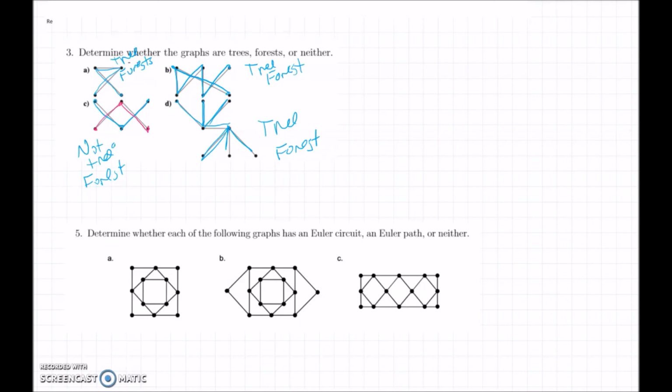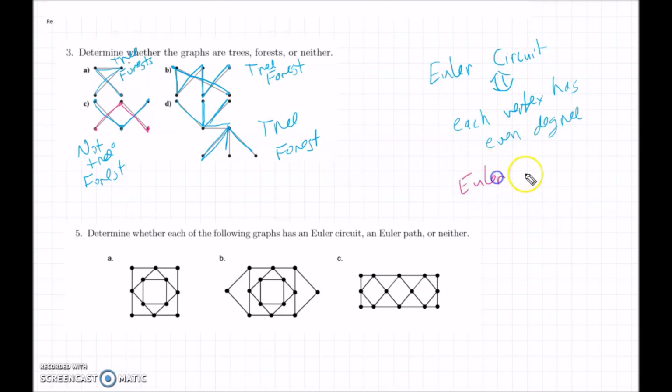Number 5, which of these have Euler circuits, which have Euler paths? Well, remember the theorem that a graph has an Euler circuit if and only if each vertex has even degree. And there is an Euler path if and only if there are at most 2 vertices of odd degree. Misspelled that.